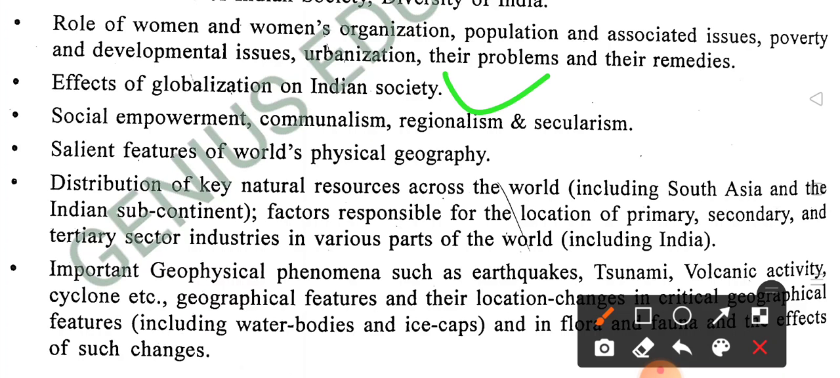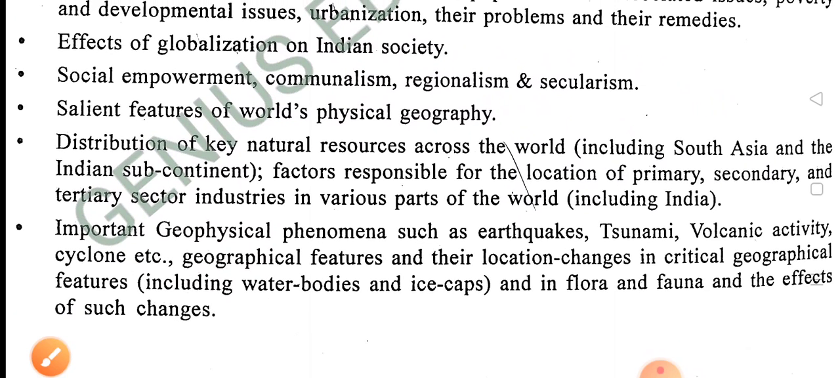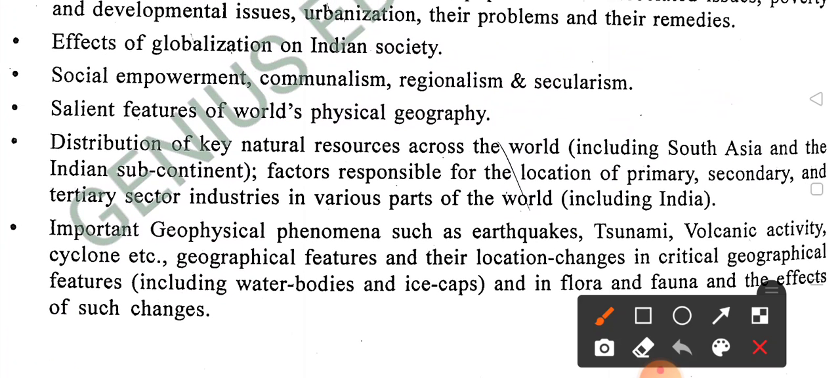Okay, so next is social empowerment, communalism, regionalism and secularism, because India is a secular and sovereign country. Okay, so regionalism, secularism, communalism, these points are very important for your relevant examination, GS paper 1. Okay, so next is salient features of world physical geography.